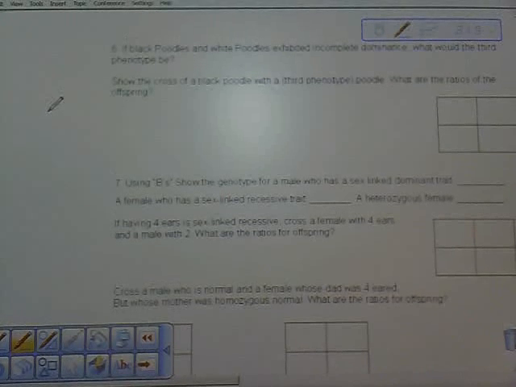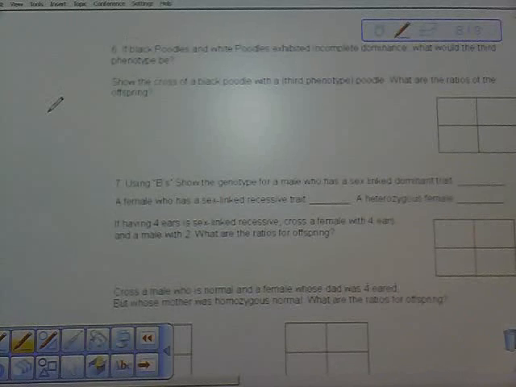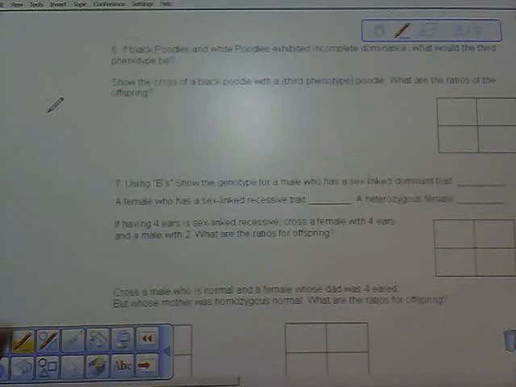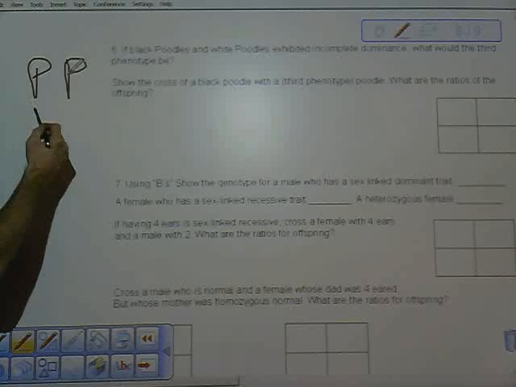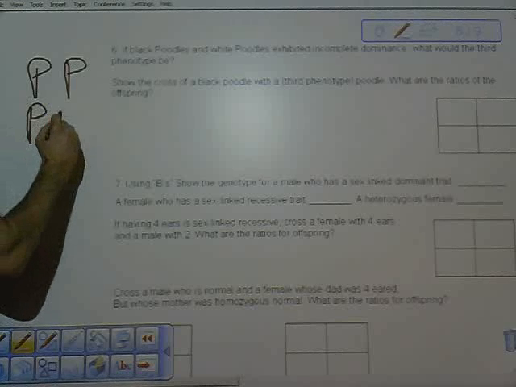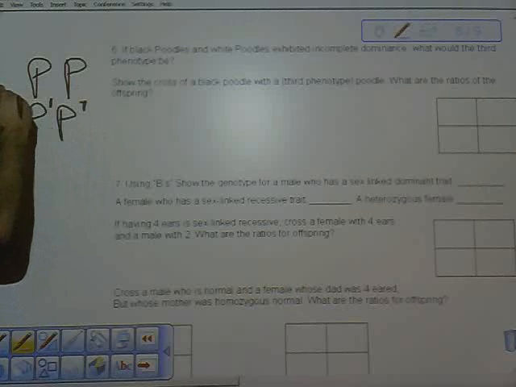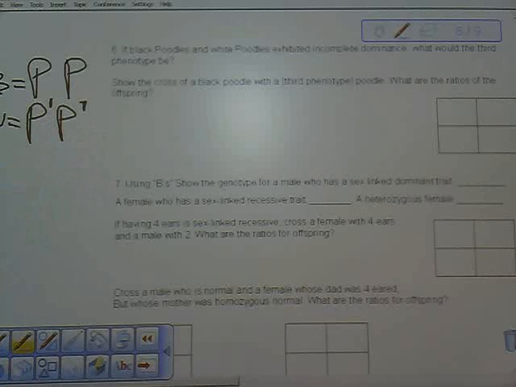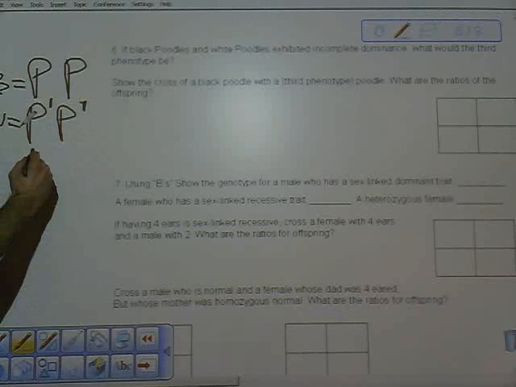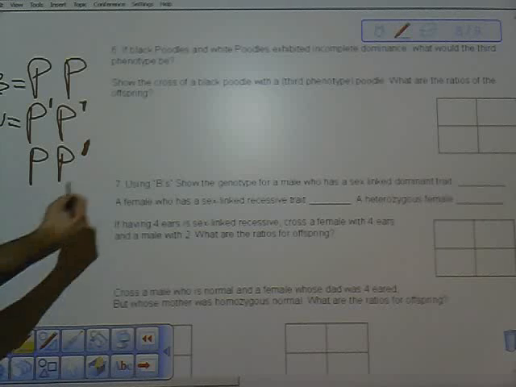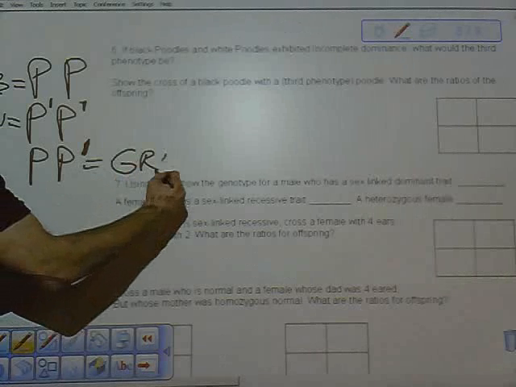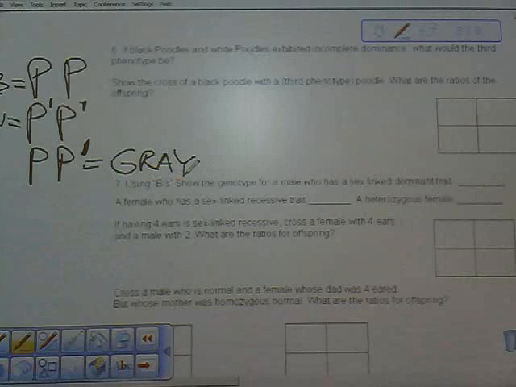Okay, the second half of the non-Mendelian inheritance problems, beginning with number 6. If black poodles and white poodles exhibit incomplete dominance, what would the third phenotype be? Well, you could say this would be your black, P for poodles. We could use any letter here. It could be C for coloring. This would be our white. If this was incomplete dominance, we would take one of each of these, so a P with a P prime. That's going to give us our third phenotype, and that is gray. This is like a mixing of paint colors, black and white, to give you gray.